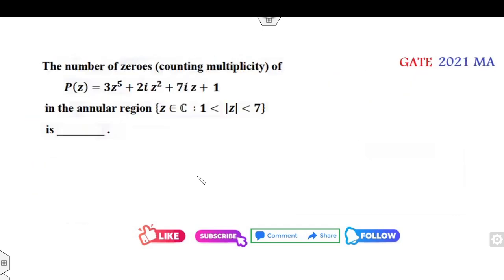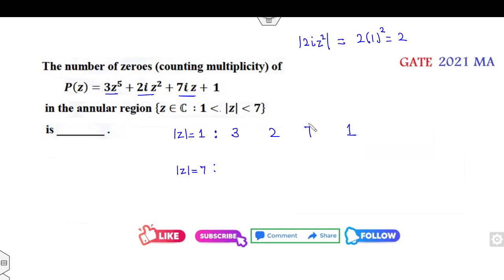Again GATE 2021. Again in this, we can find the degree corresponding to Z is 1, we can find the degree corresponding to Z is equal to 7. Fine. Okay, firstly for the 1, this number is 3. Can you find the absolute value of 2 iota Z square? It will be 2 iota modulus is 1, Z value is 1. So that is 2. Second term is 2. Similarly for this quantity, the absolute value will be 7 and it is 1. Clearly the maximum value is 7 and the sum of the remaining terms is less than 7. So this is corresponding to 7 iota Z. So what is the degree of the polynomial? 1.